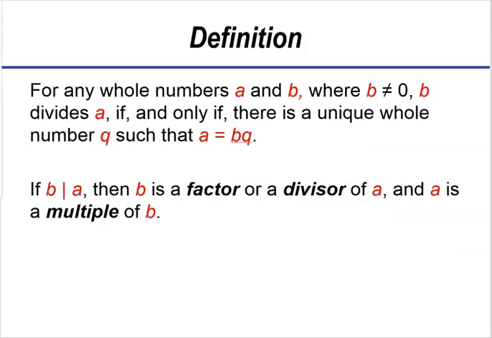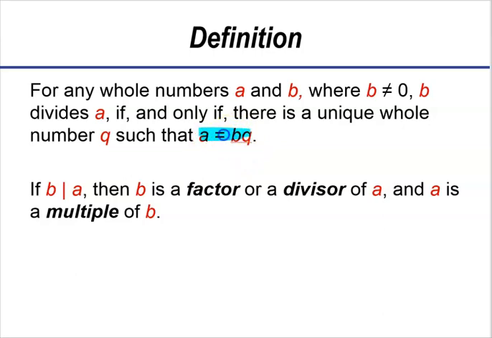For any whole numbers A and B, where B is not equal to 0, we say B divides A if and only if there's a unique whole number Q such that A equals BQ. So again, A is your dividend. That's the thing you're partitioning or dividing into parts. And B is your divisor.